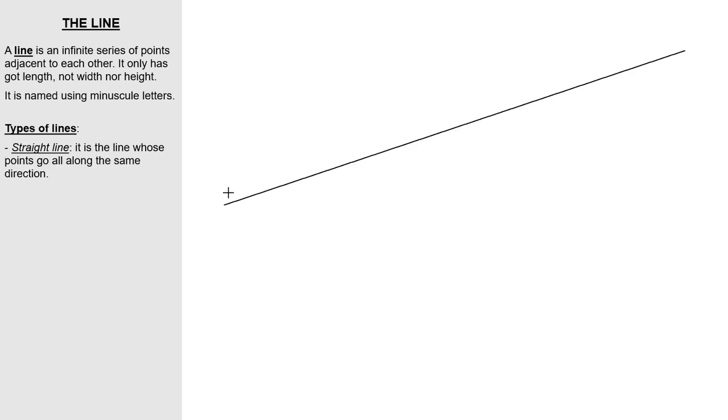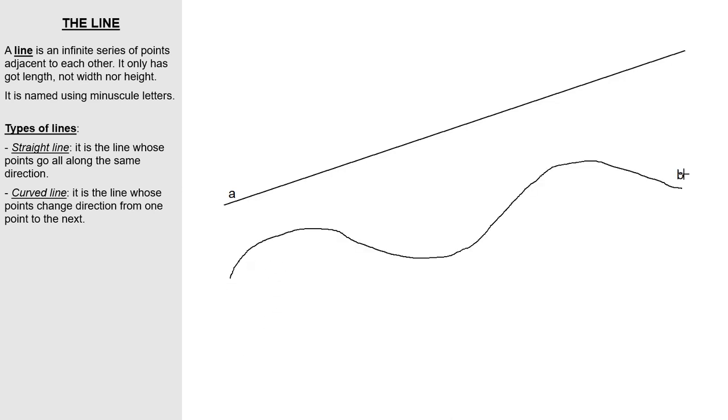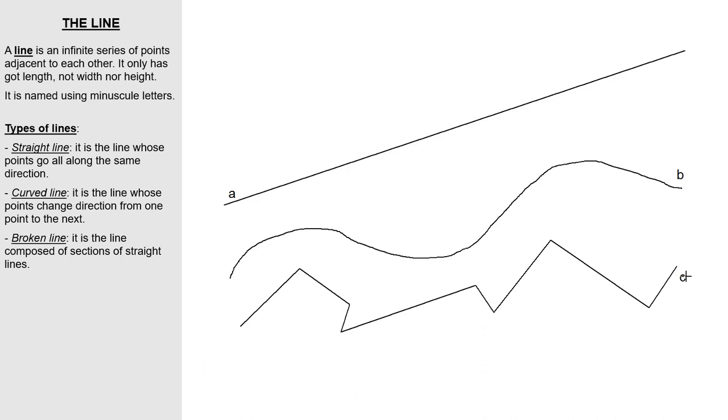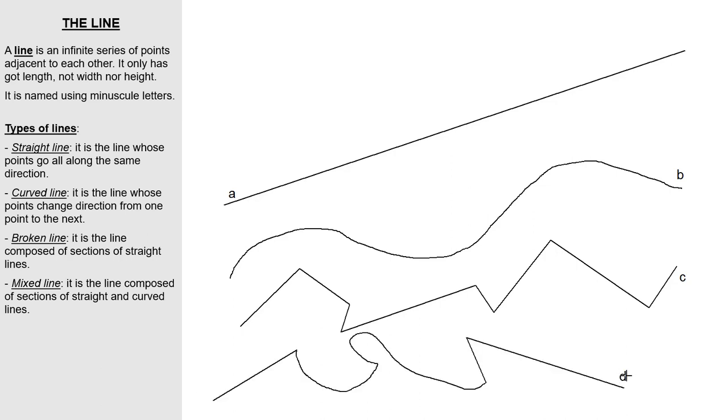In technical drawing, we are always going to use four types of lines. A straight line is the line whose points are aligned in the same direction, like this line A. A curved line is the line where the point that generates it changes its direction, like this line B. A broken line is the line composed of sections of straight lines, like this line C. And last, a mixed line is the line that is formed by sections of straight and curved lines at the same time, like this line D.